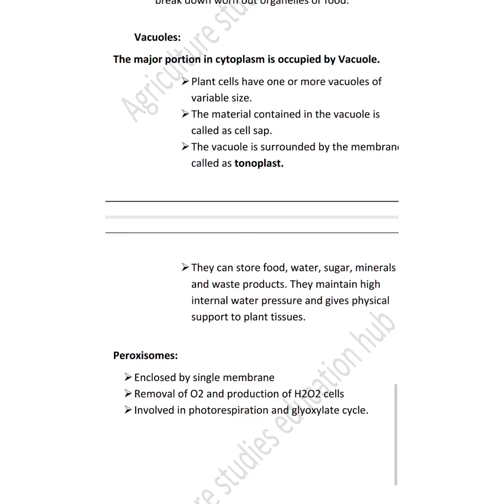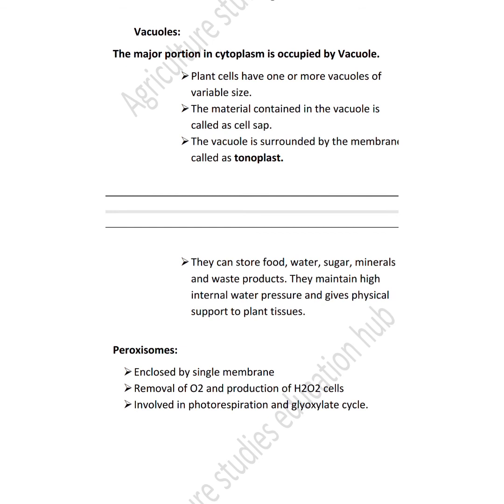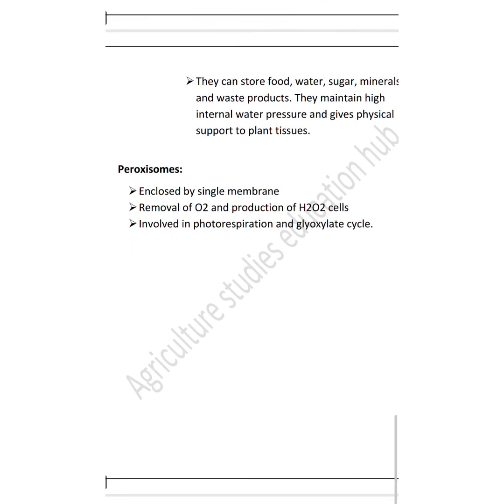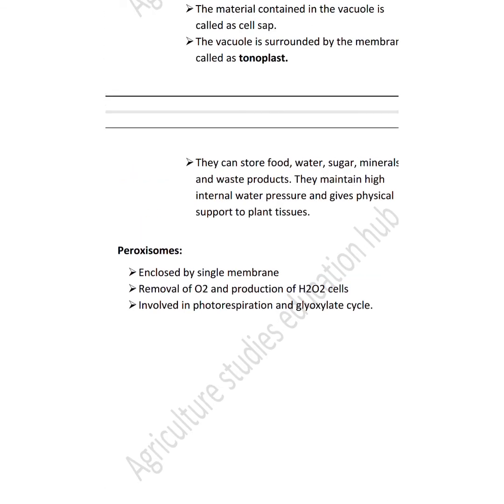Very very important. Next, peroxisome. It is enclosed by a single membrane and removal of H2 and production of H2O2 takes place, and it is involved in photorespiration and glycolate cycle. Okay, part 1, these are the organelles. In part 2, I will cover other organelles.